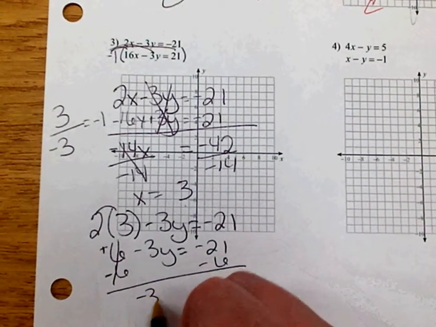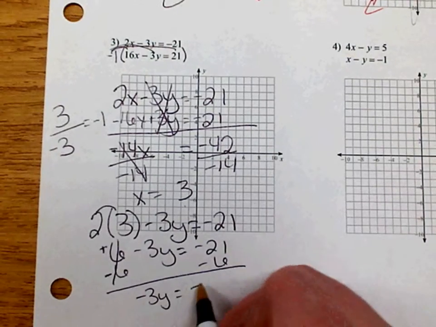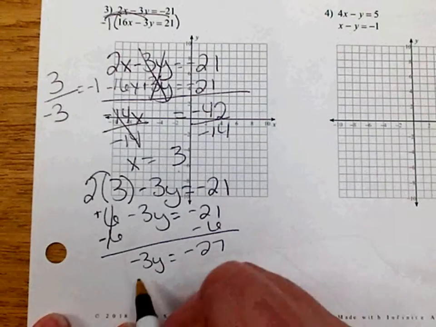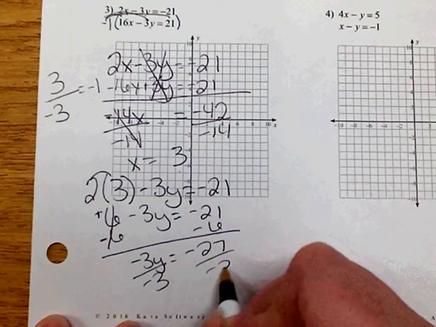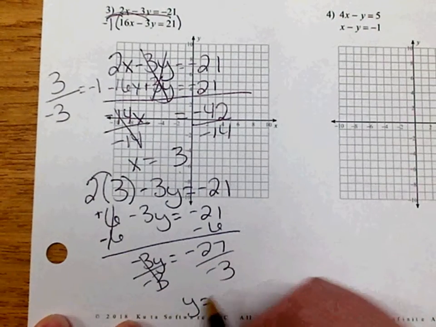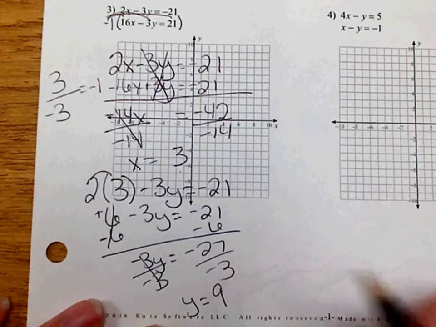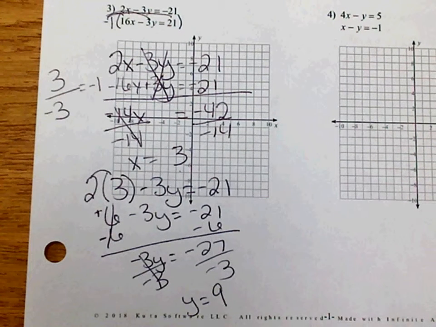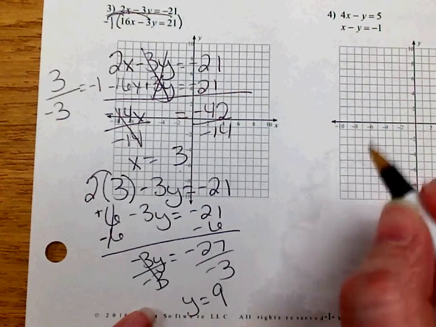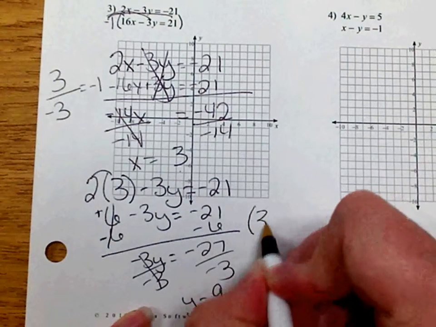So negative 3y equals negative 27. Divide both sides by negative 3, and I'm going to get y equals 9. Okay? So negative 27 divided by negative 3 is 9. Then I need to write it as a coordinate point: 3, 9.